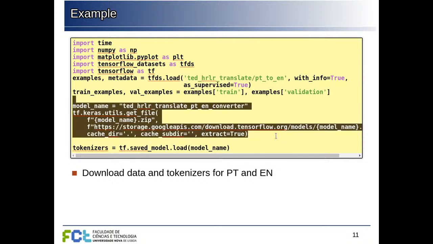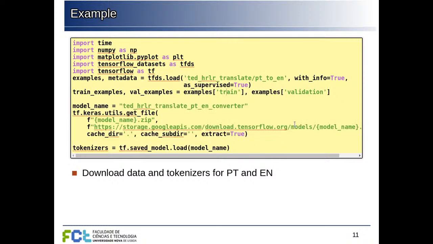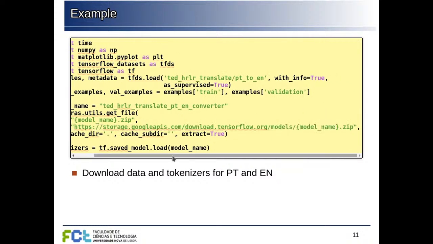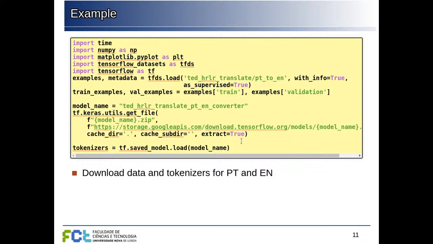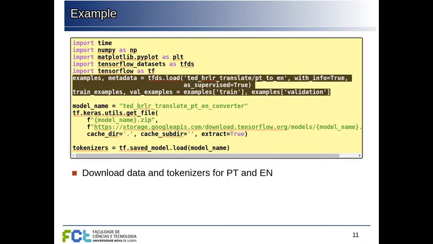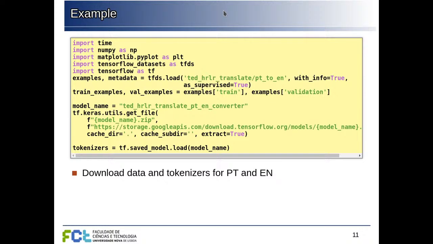We also need a tokenizer specifically for this translation from Portuguese and English. So you're going to load this particular model that you can get here from this site. So you can use the utilities Keras to get the model and then load the model here. So this is what we're going to need to convert words into numeric vectors automatically, and this is the data set that we're going to use to train our model. Okay, so this is the setup.